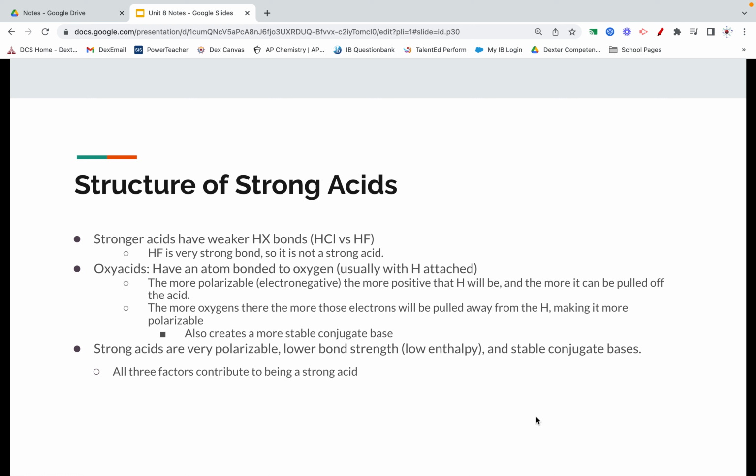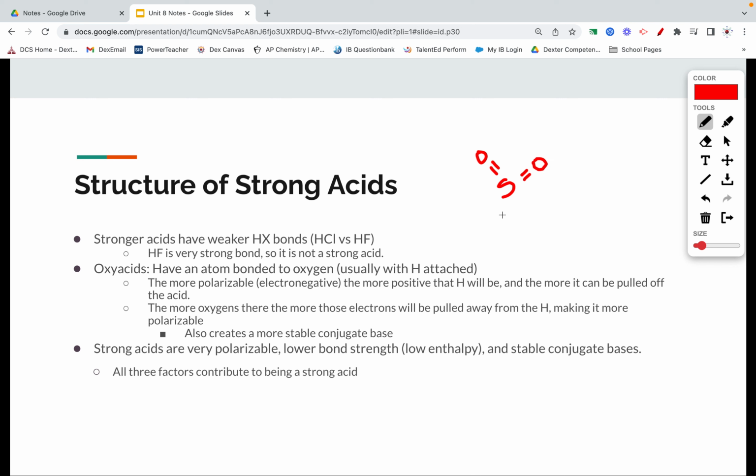off as easily. Oxyacids have an atom bonded to oxygen, usually with hydrogens attached to it. So usually we're thinking about something like sulfuric acid, where H2SO3, and it's going to look something like this.